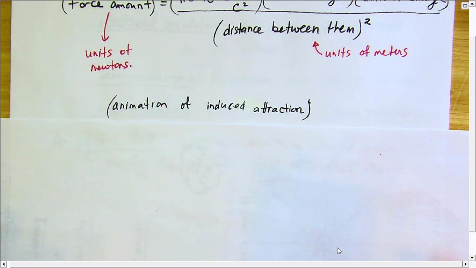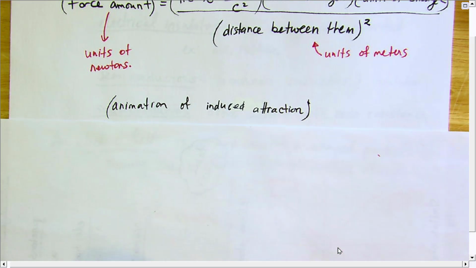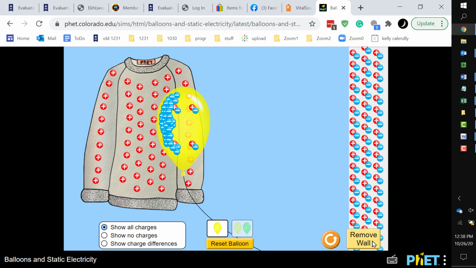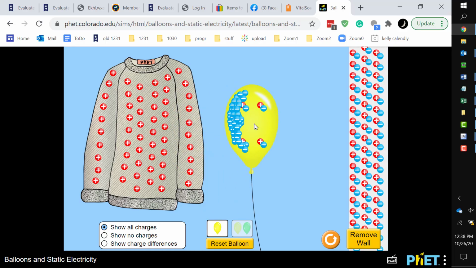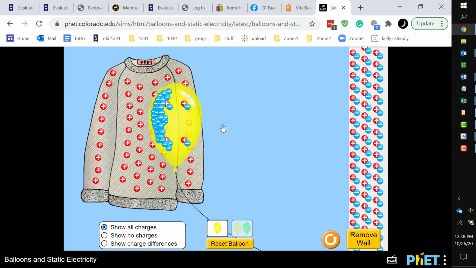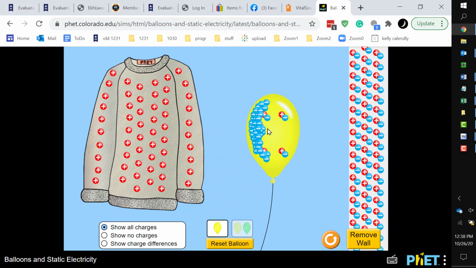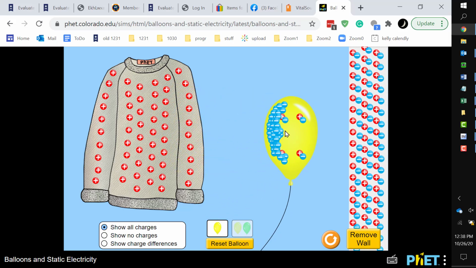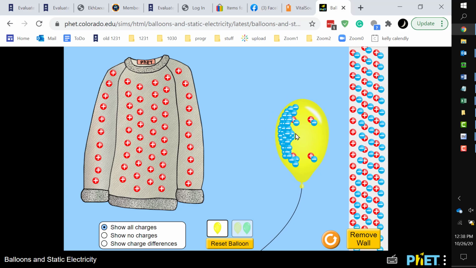There is a thing called induced attraction. So I'm going to show you an animation of that real quick. So for that, I'm going to bring back this wall here. So you would agree, hopefully, that this balloon is overall negative charged. And the wall is neutral. But if I force the balloon closer to the wall, the balloon is overall negative.